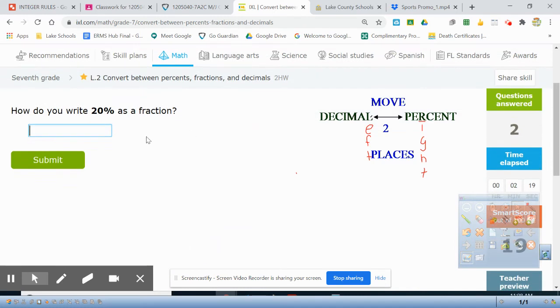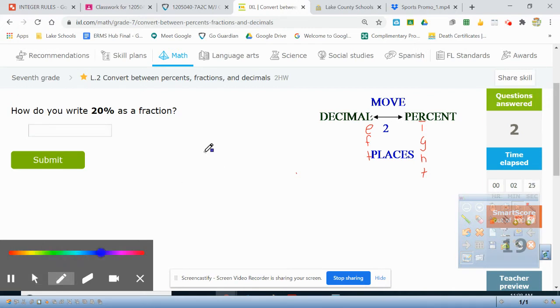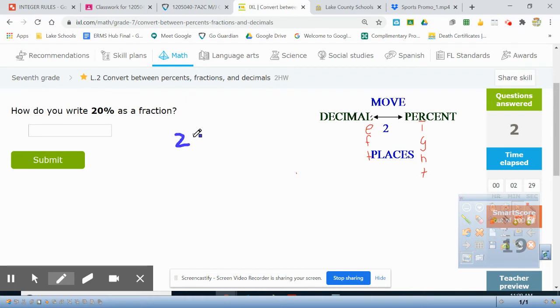Now, this one, how do I make 20% into a fraction? Now's when I need you to pay a little bit more attention. So anytime I'm making a percent into a fraction, I always put it over 100. Because if you have all of something, you have 100% of it. So anytime you're making a percent into a fraction, you put it over 100.